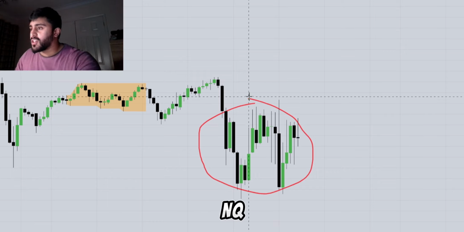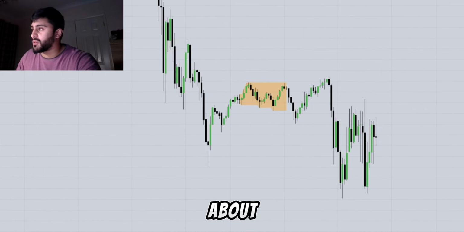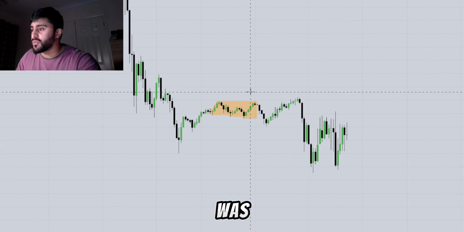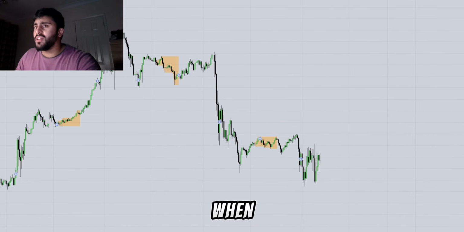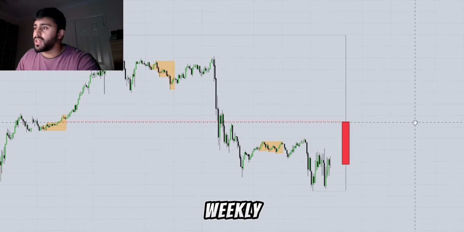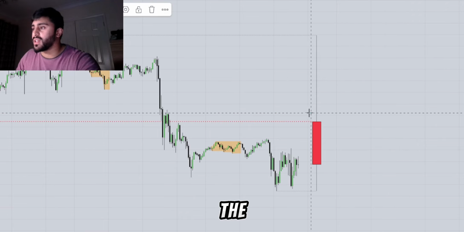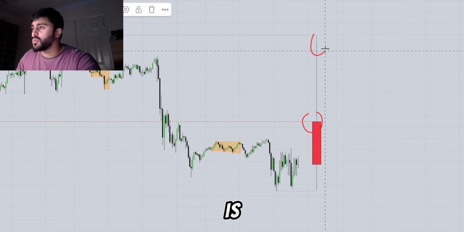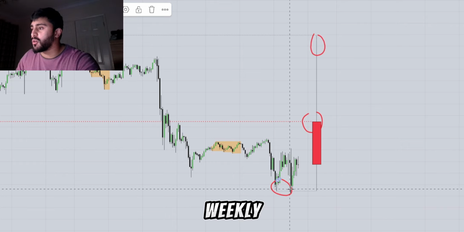Again, here on NQ, we need to understand a few things about the market. This was, of course, Wednesday. If we take some context for the week so far, we started the week off over here. We had Monday, Tuesday, and Wednesday. When I use the power of three, I often like to use it on the weekly time frame first. So this is the weekly power of three. This is the weekly opening price. The high of the week is all the way up here, and Wednesday was down here. So we are below this weekly opening price.